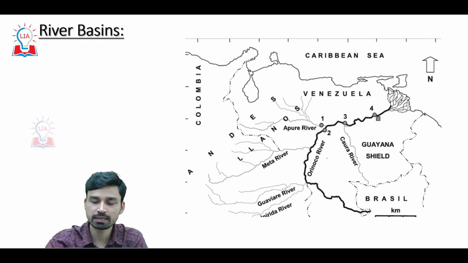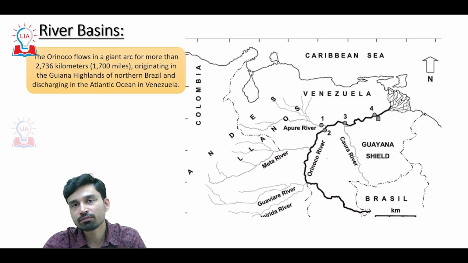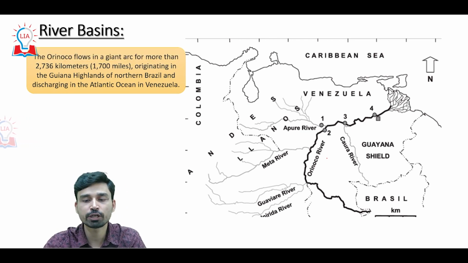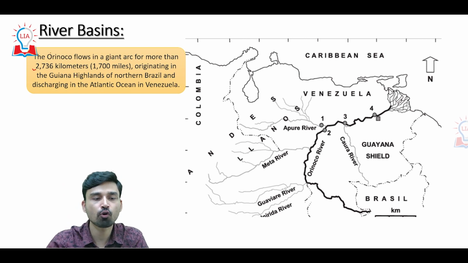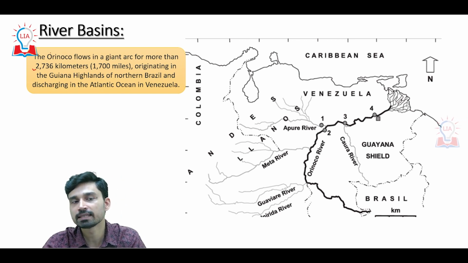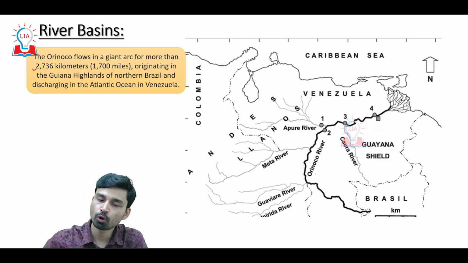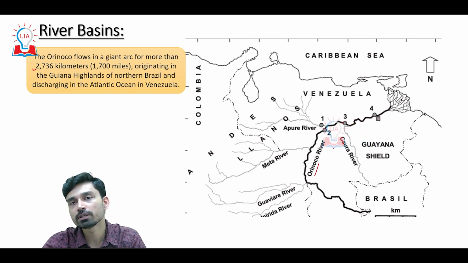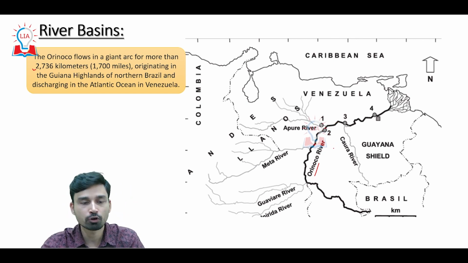Now, the Orinoco River Basin, as you can see, is flowing in a kind of giant arc-like shape, and it has a distance of almost 2,736 kilometers. So obviously this river seems very small as compared to the Amazon River, but to give you an idea, the Ganges River in India has a total length of 2,525 kilometers. So the Orinoco River is almost 200 kilometers longer than the Ganga River of India.